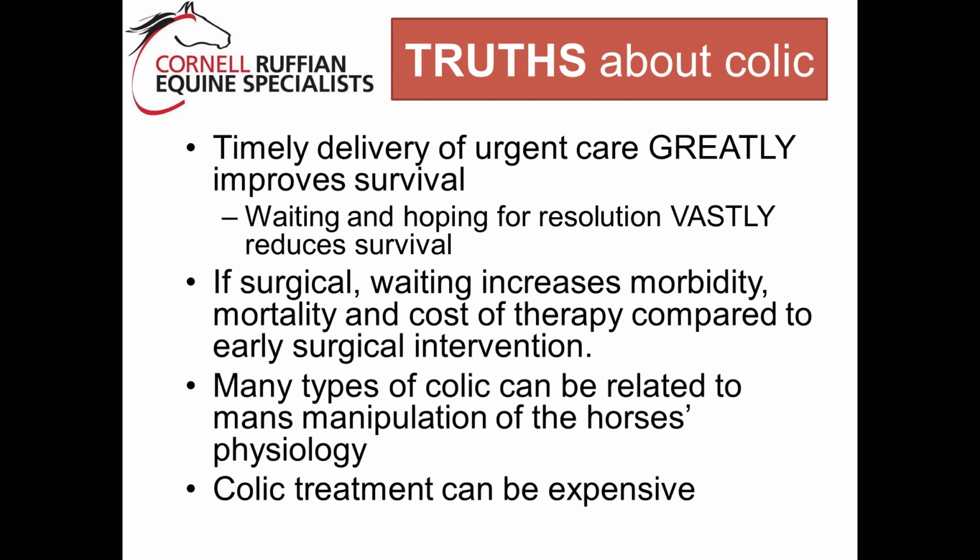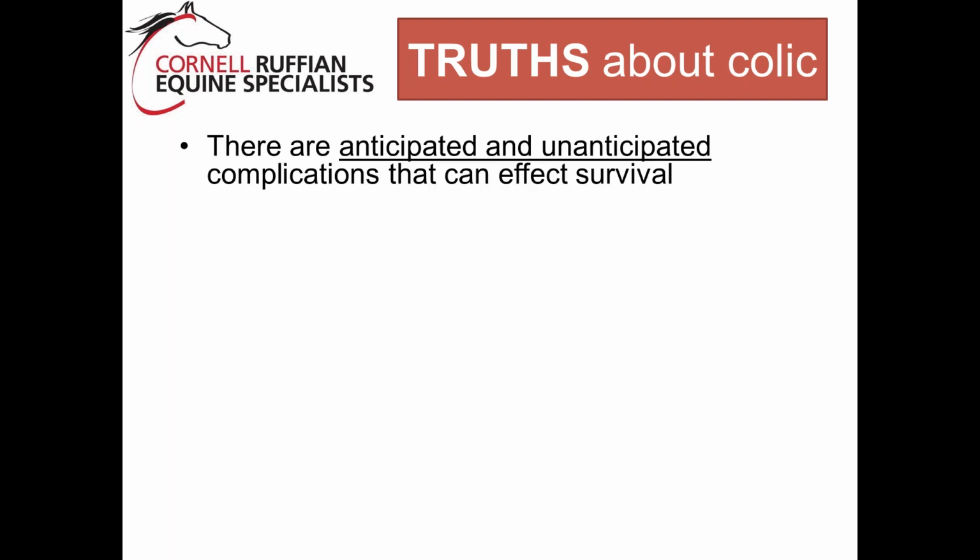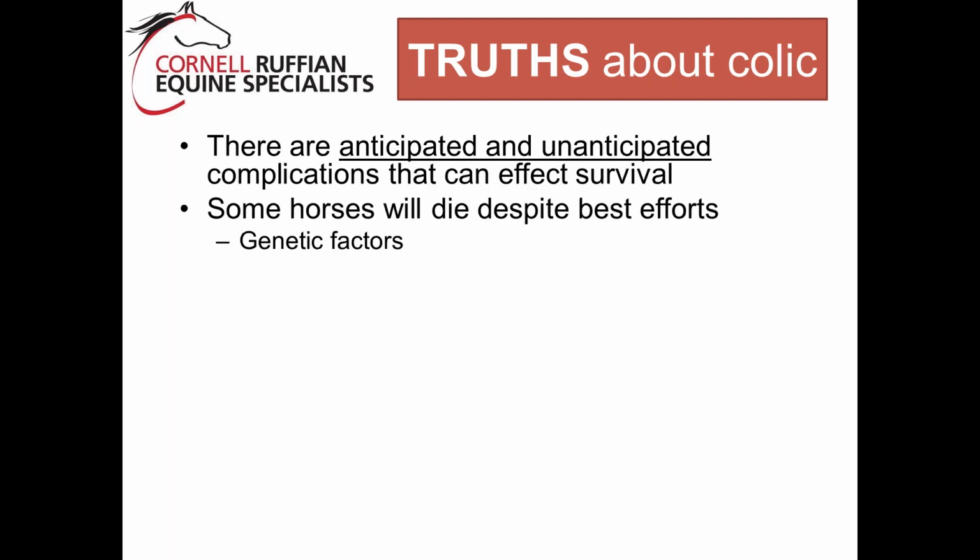And the other truth is that colic treatment can be expensive. There are definitely anticipated and unanticipated complications. Some horses, it's a reality that will die despite best efforts. And I really think a lot of this comes down to genetics. I'm not talking about like collagen 4 defects or anything like that. I'm talking to how does an individual horse respond to, say, something like endotoxin? How overzealous or crazy does their inflammatory response go? Because not all horses respond the same way. And I think that comes down to the genetics.